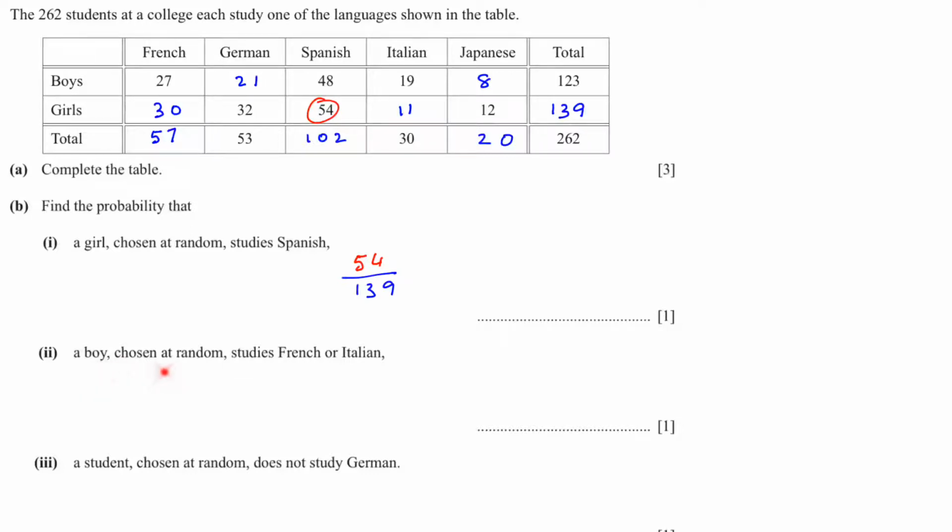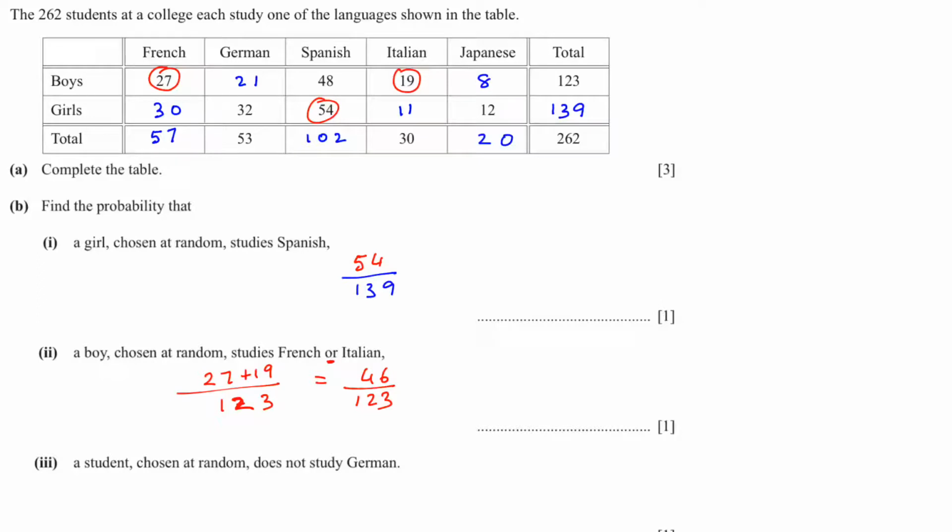B2. A boy chosen at random studies French or Italian. This is a boy chosen at random French or Italian. Or means we add. So 27 plus 19 over the total number of boys, which are 123. And that will give us 46 over 123.